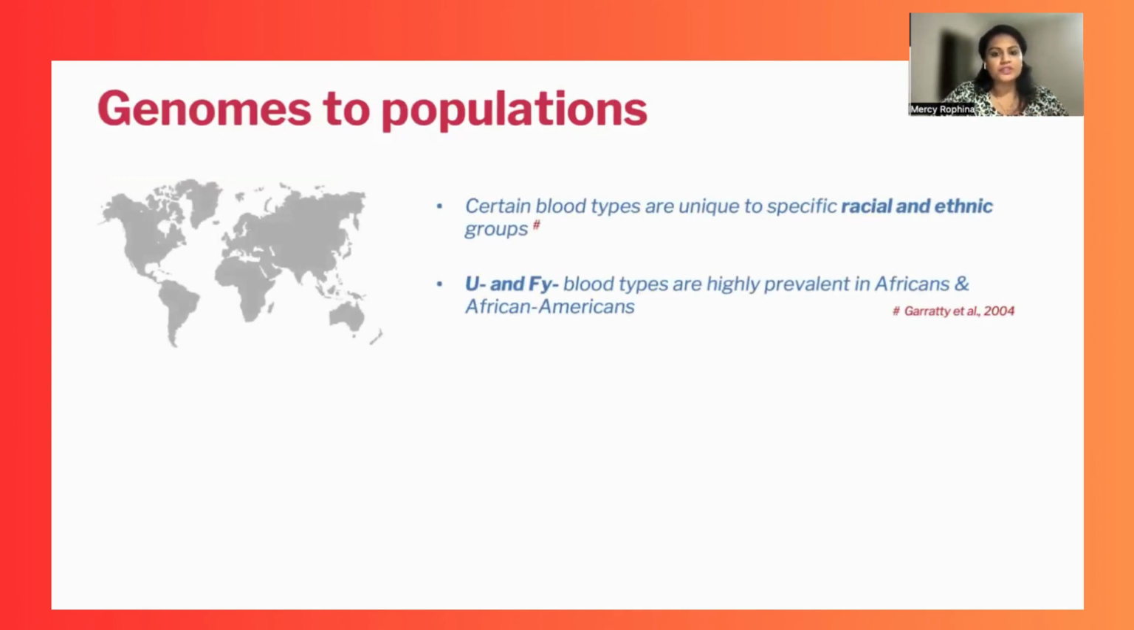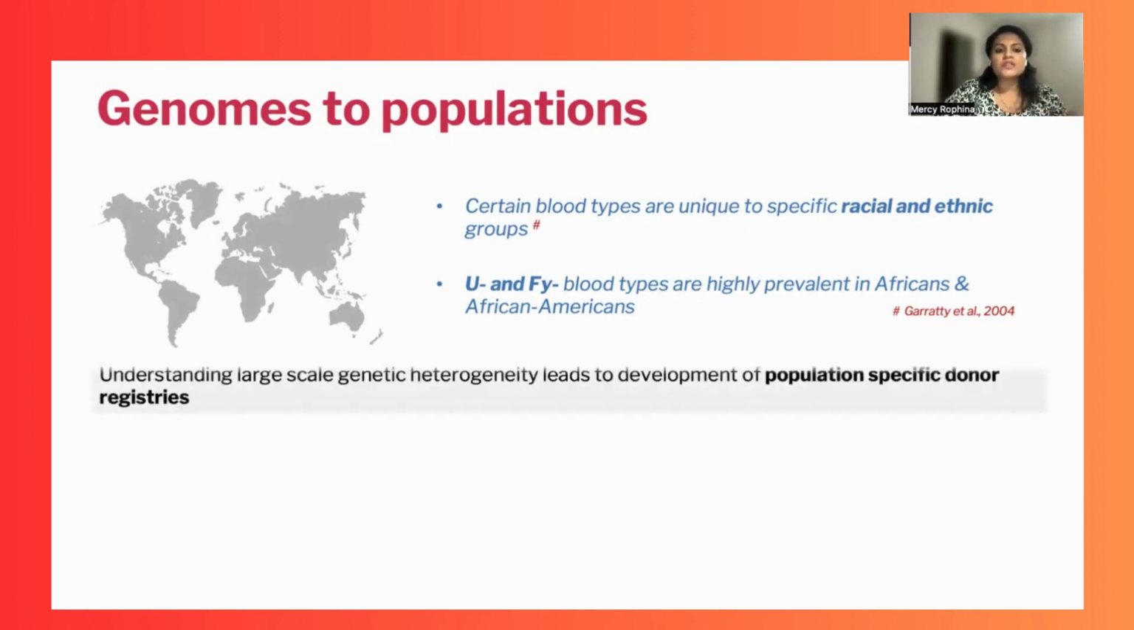Considering the example of the Duffy, the Lutheran and the MNS blood groups, we could see that the Duffy negative blood types and the U negative blood types are highly prevalent in the African and African American population when we compare it with other populations like the Caucasians or the Asians. So, with this, one thing becomes very clear.